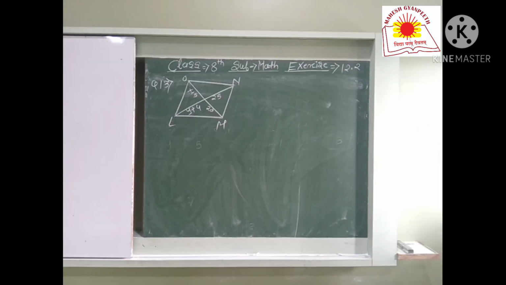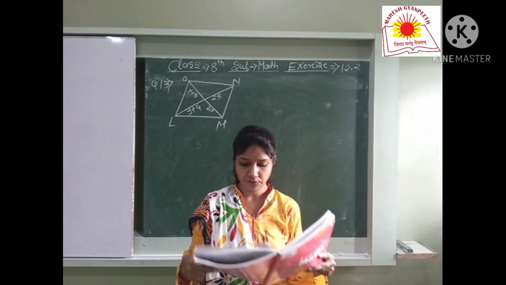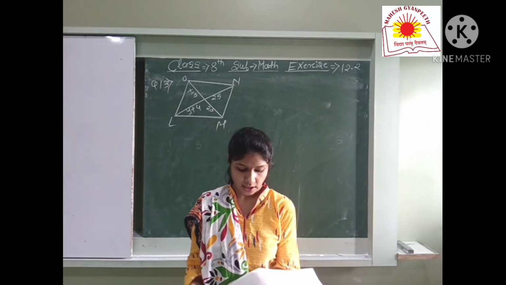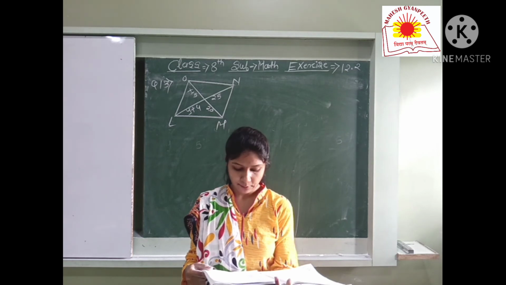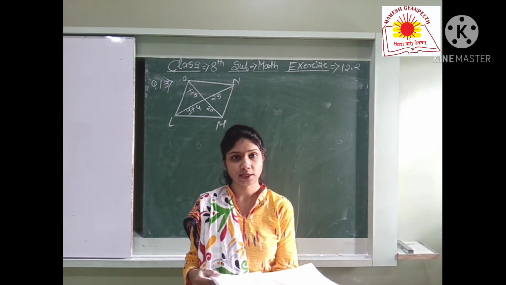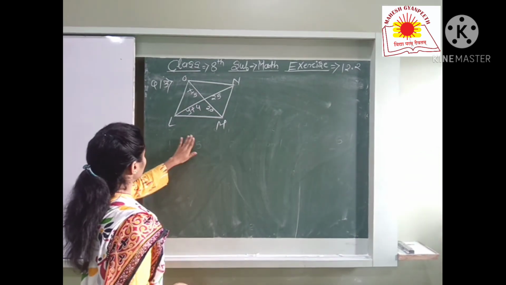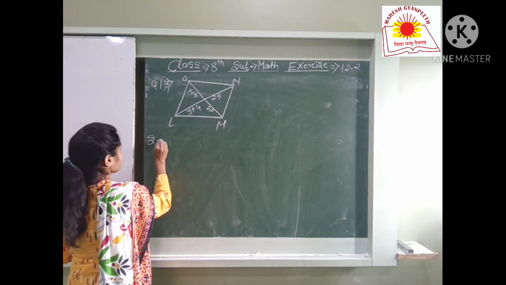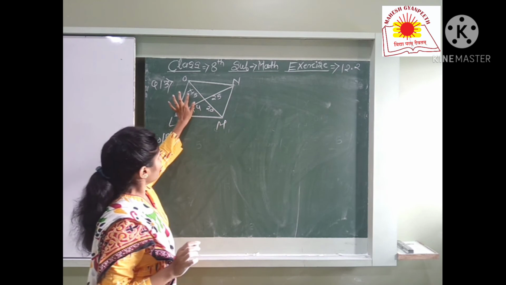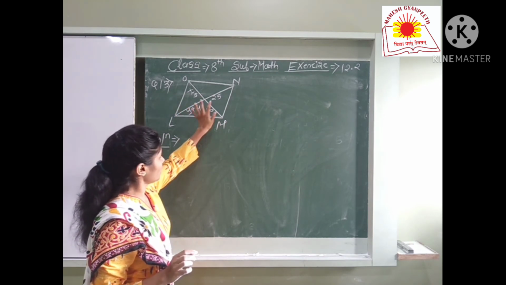Okay. Question number 13. In the following parallelograms, we are given two figures, parallelogram LMNO and parallelogram EFGH. Find the values of x and y. It is also a very easy question. See student, how to solve this question. The given lengths are x plus 5 equal to 20 and y plus 4 equal to 25.